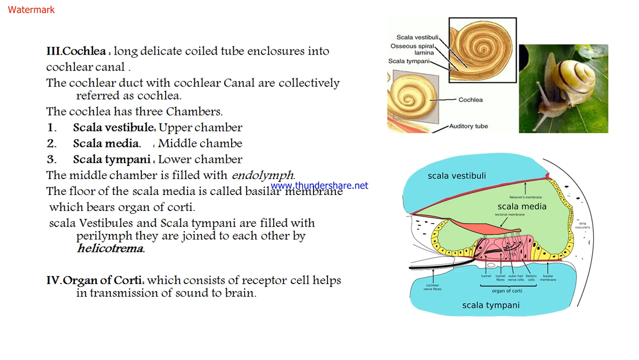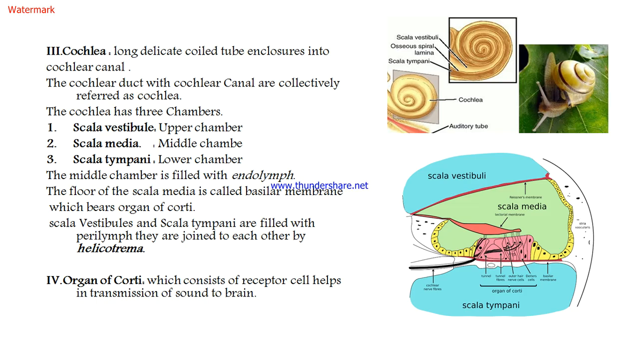Next, the third one is the cochlea. You see the cochlea, it is like a snail. Now, the cochlea is a long, delicate, coiled tube enclosed in the cochlear canal. The cochlear duct and cochlear canal are collectively referred to as the cochlea.